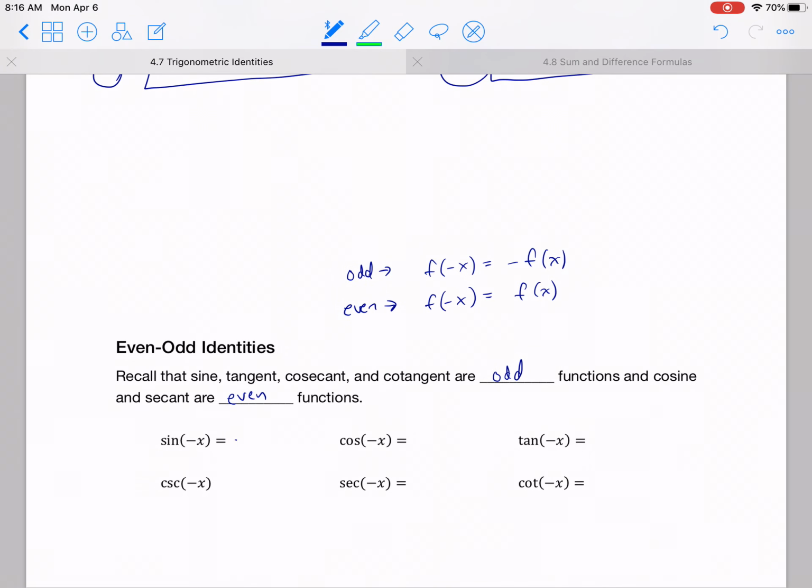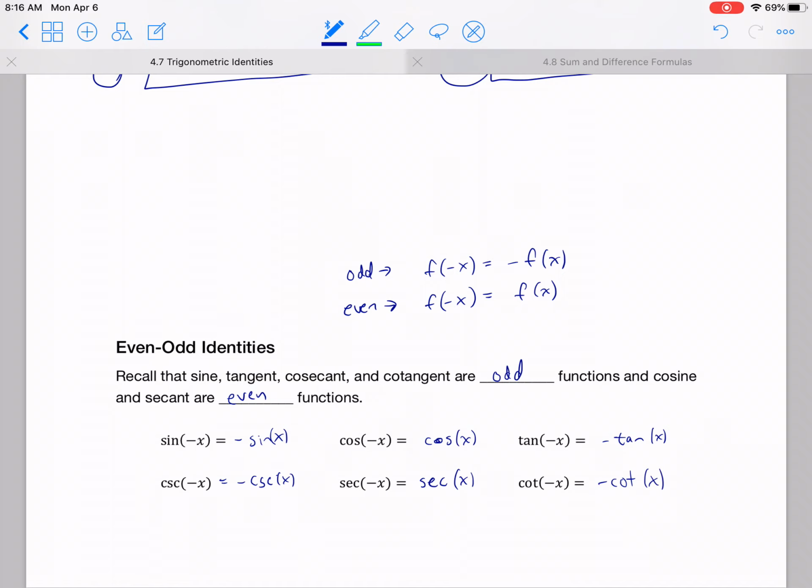Sine of negative x is going to be negative sine of x. Cosecant of negative x will be negative cosecant of x. Put some parentheses in these. Cosine of negative x is just going to be cosine of x. Secant, which is 1 over cosine, is also even, so it's just going to be secant of x. Tangent of negative x is going to be negative tan x, and then cotangent will be negative cotangent of x. Okay, so there's those.